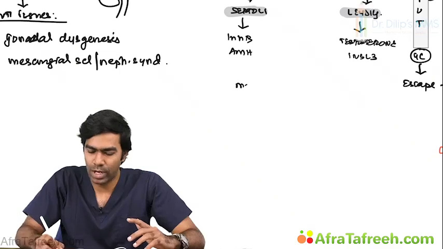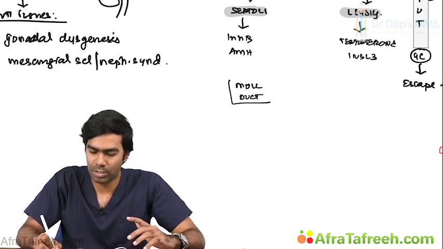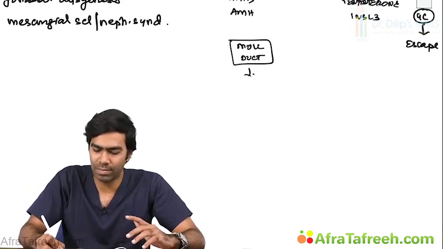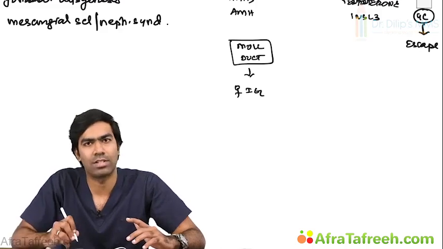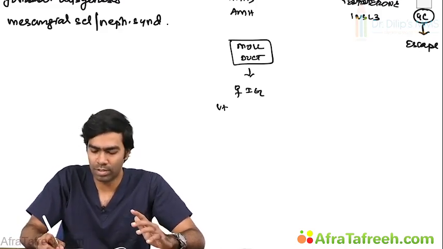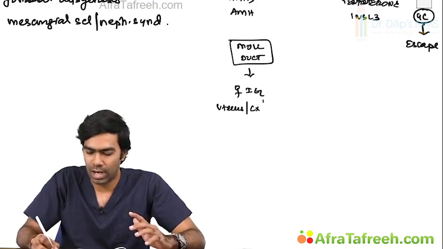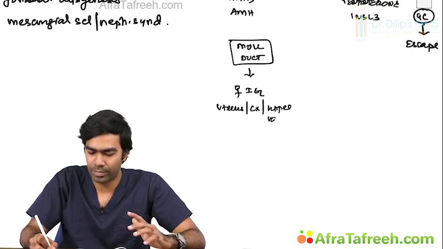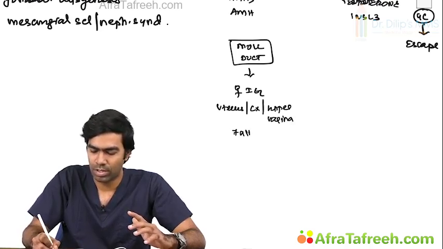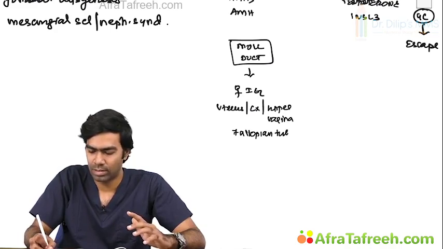So, the Sertoli and Leydig cells, what are they going to do? For that, you have to understand the different ducts and different organs that you see in the embryonic life. So, you have something called the Mullerian duct or paramesonephric duct, which is going to result in female internal genitalia structures. For example, you will be forming the uterus, cervix, and probably the upper part of the vagina and the fallopian tubes. These are generally formed by the Mullerian ducts.